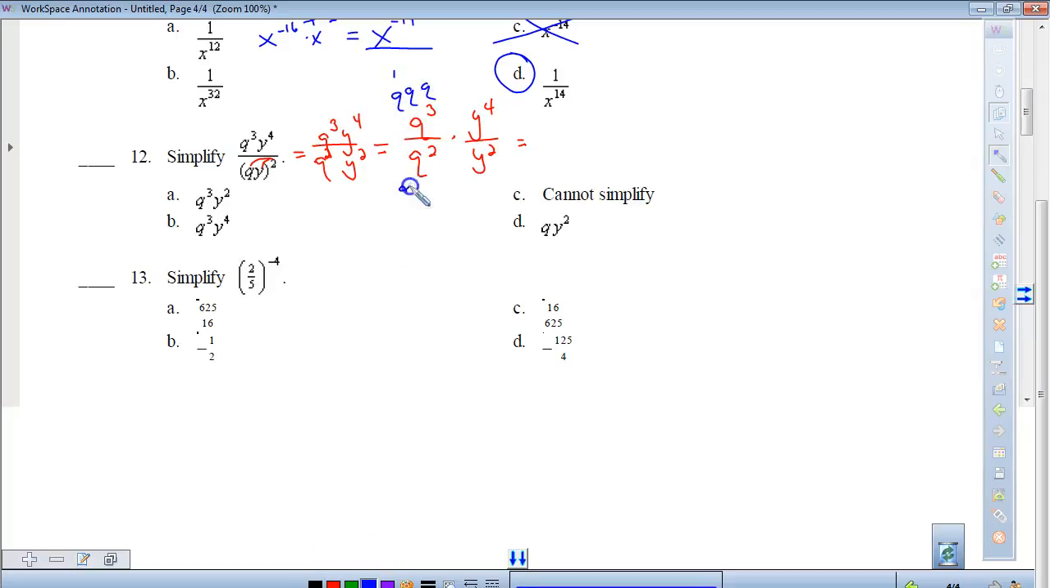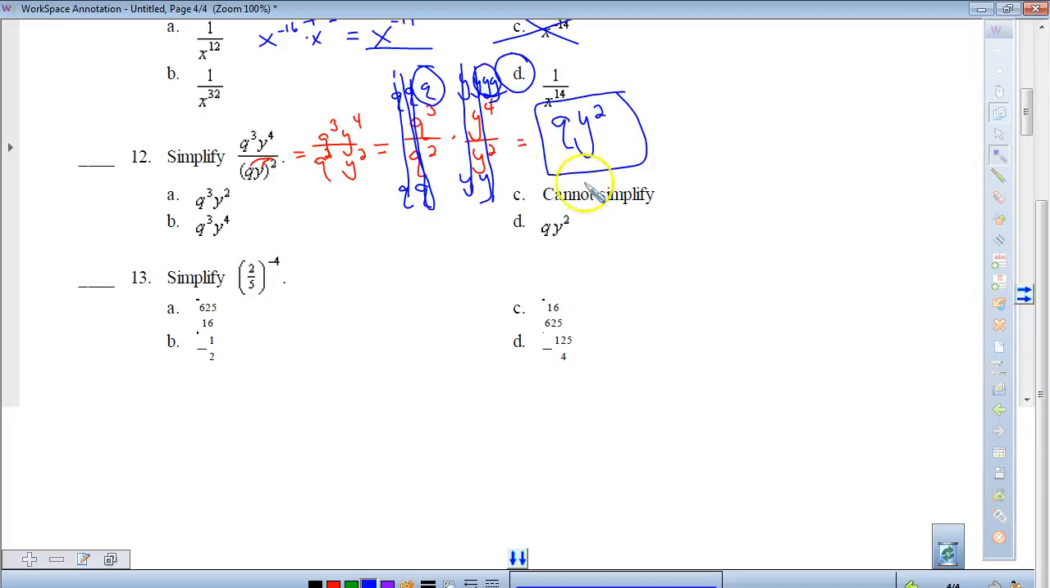If we want to use our shortcut, we can, or we can simply think of this as 3 q's over 2 q's. Whoops, that's a q. Sorry about that. And two of those cancel, leaving us with one q on the top. And here we have 4 y's, and down below that we have 2 y's. So two of those cancel, so that leaves us with 2 y's up at the top. So we could just use that as our answer, qy squared, and that's answer choice D.